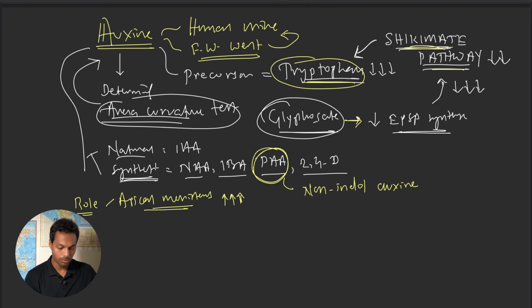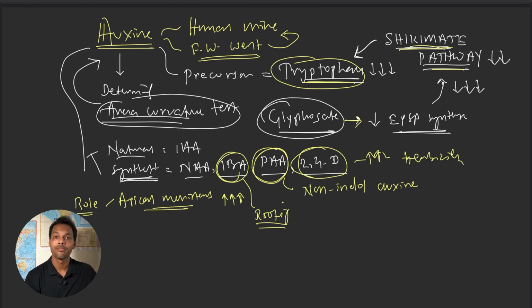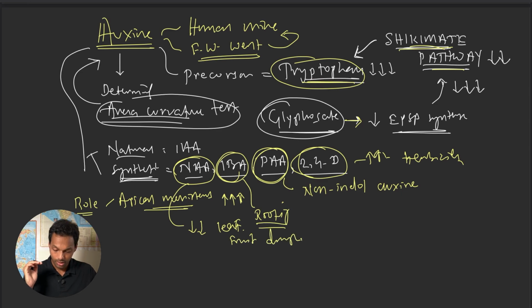IBA is a rooting hormone, or it promotes rooting. IBA, indole butyric acid, is used in rooting. 2,4-D in higher concentration acts as a herbicide. NAA, when we apply it, reduces the fall of leaves or fruits at the young stage. In the young stage, if the leaf is falling or fruit drop is there, then if we apply NAA, that will inhibit it. So these are certain roles of auxin.